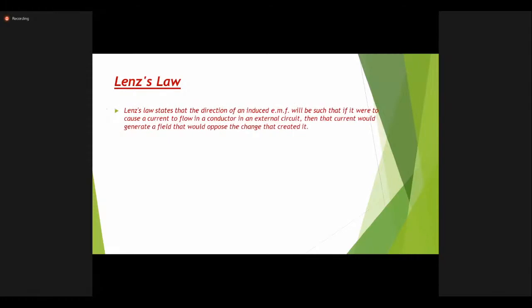Next, Lenz's law. According to Lenz's law, the direction of induced EMF will be such that if it were to cause a flow of current in a conductor, then that current would generate a field that would oppose the very change that created it. We know this law. See the statement: EMF equal to minus n into d phi by dt. It is a consequence of Faraday's law itself, Lenz's law.